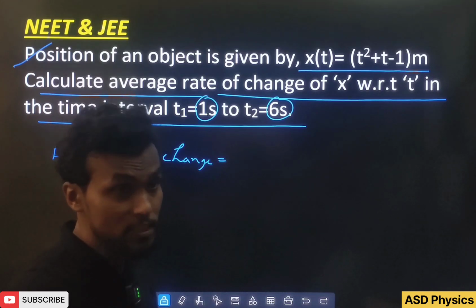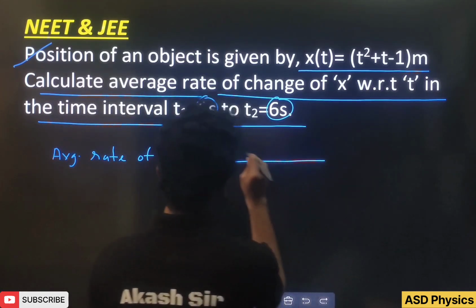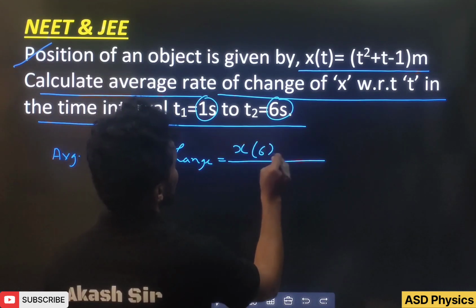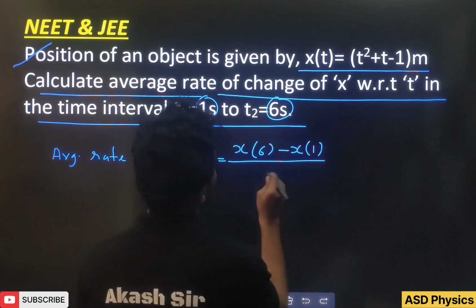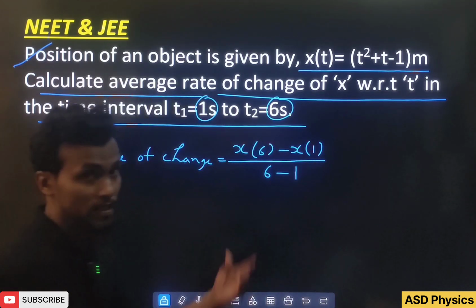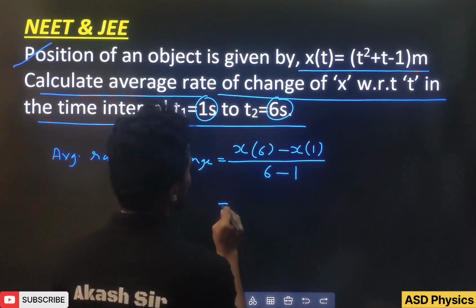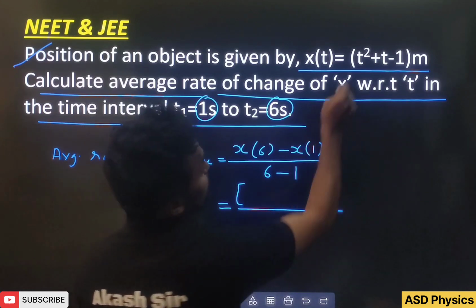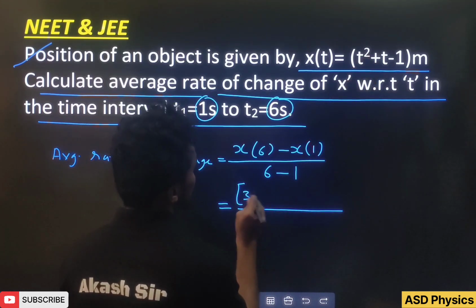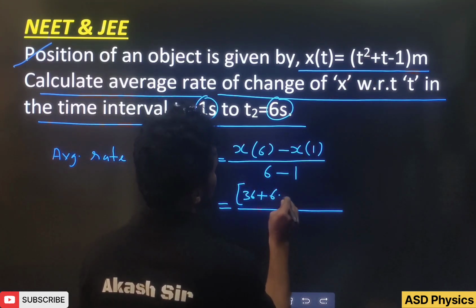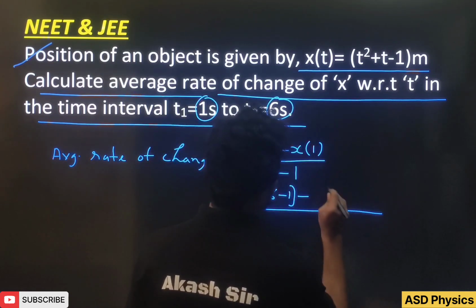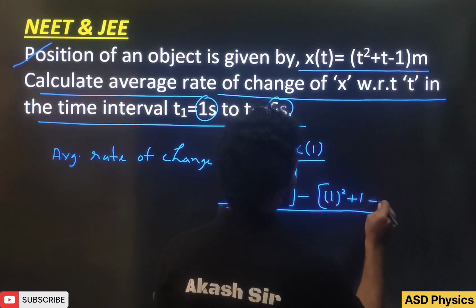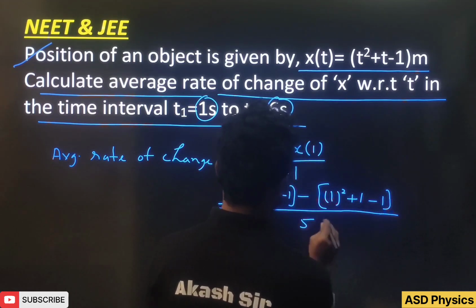What we know? x2 minus x1 by t2 minus t1. So x2 means final position. Final position at which time? 6 seconds. So I will write x6 minus x1 by time interval 6 minus 1. Always we will calculate like this. Okay. So now students, if I write the x6, what will this become? See, 6 square, that means 36, plus 6, minus 1, minus x1. x1, what will this become? 1 square plus 1, minus 1, and the denominator will become 5.